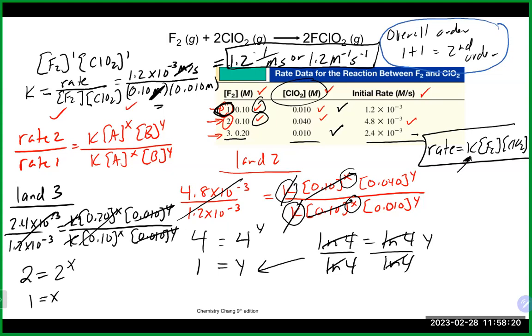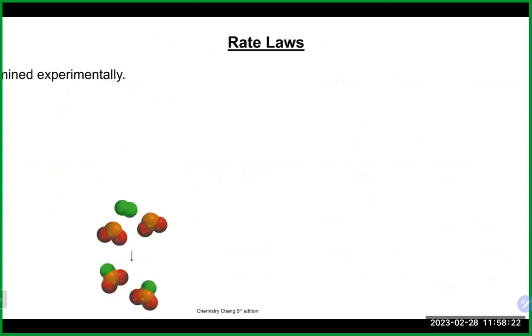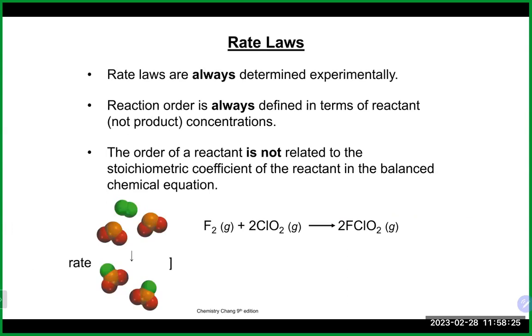Okay. All right. So a couple of things about rate laws that we just saw there. Rate laws are always determined experimentally, and you do need to show some type of work as to how you figure out the orders, and mathematically is probably the best way. Reaction orders are always about the reactants, really not the products, and the order is not the coefficients in the balanced equation. So as you can see here, the order for ClO2 is 1, but its coefficient is 2. So again, in this case, that is not how we actually get those orders.